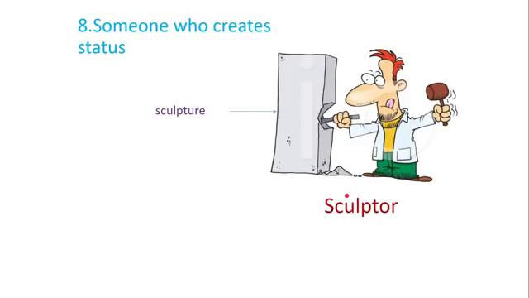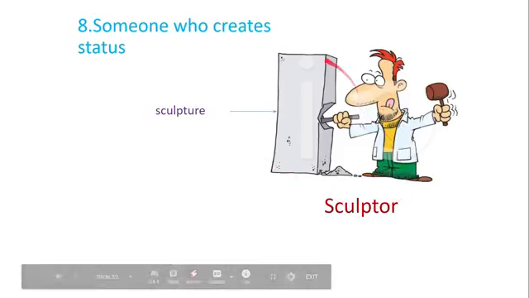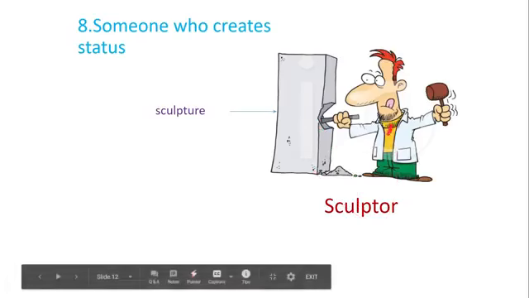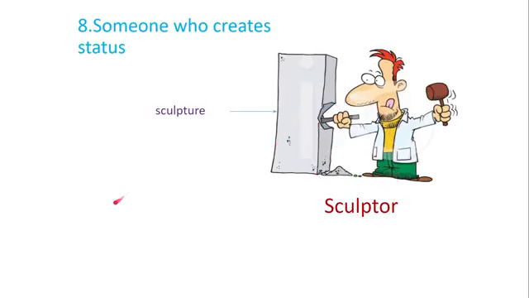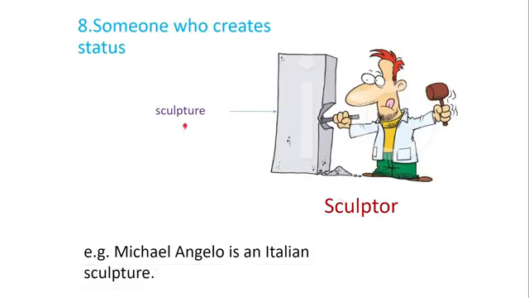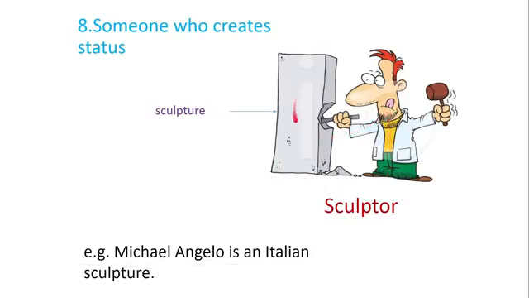Super, it's sculptor. Sculptor here is a person who creates statues or sculptures. This one is sculptor, and this one is sculpture. So sculptor creates sculptures. For example, Michelangelo is an Italian sculptor. So the man is a sculptor, and this one is a sculpture.